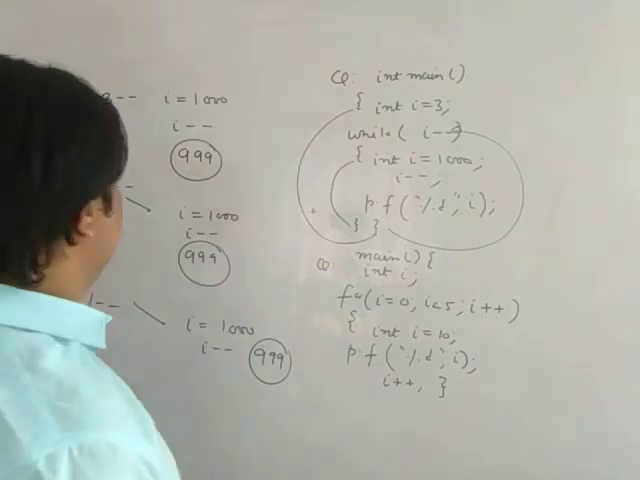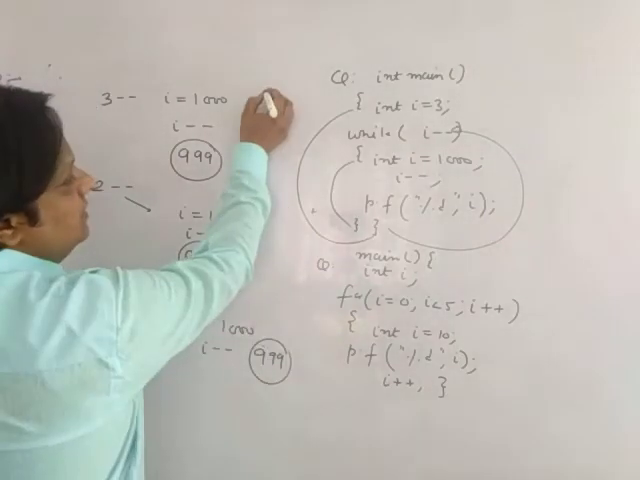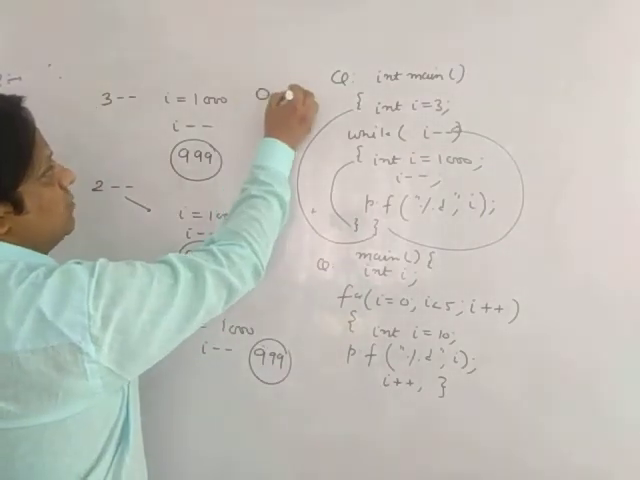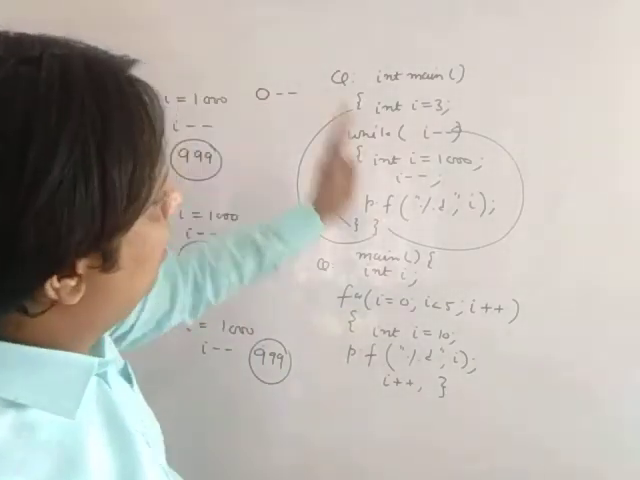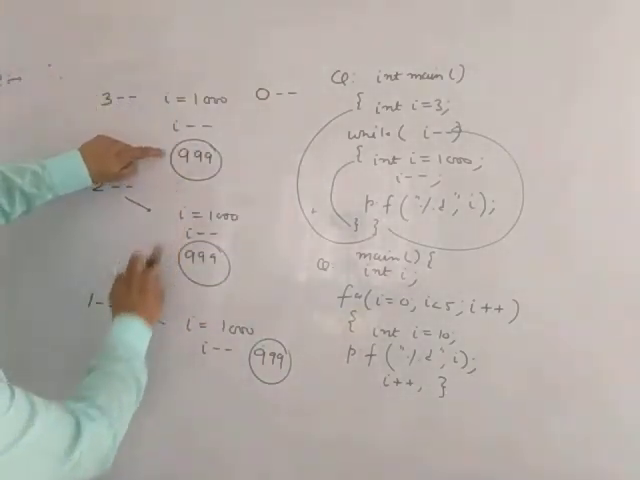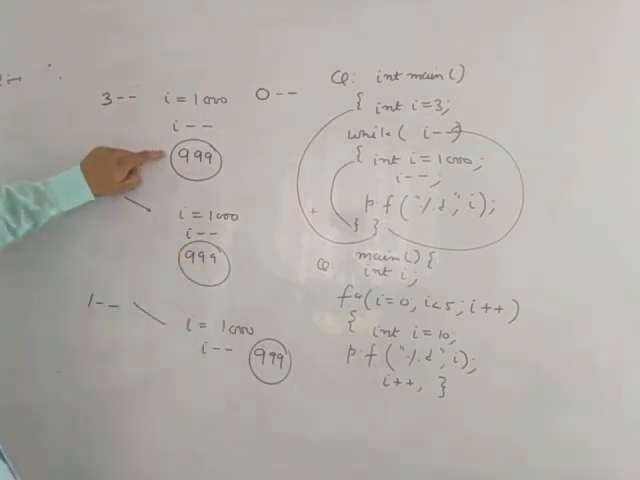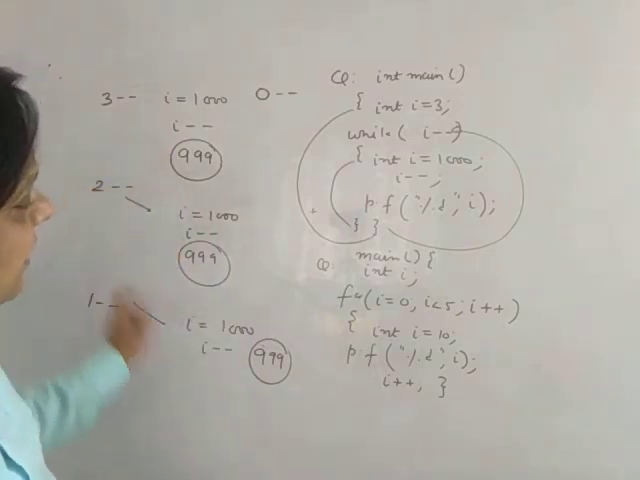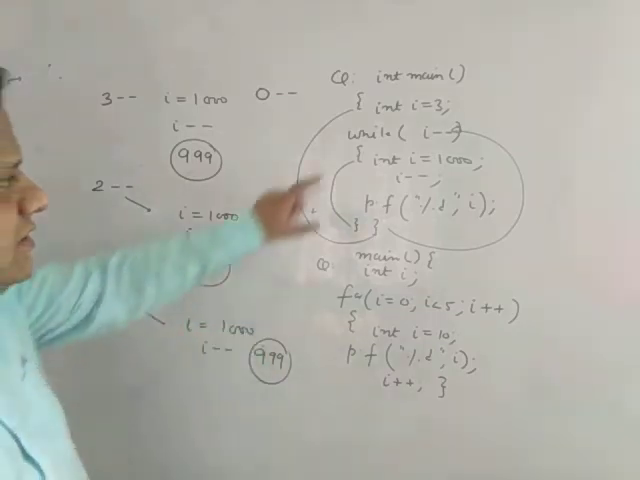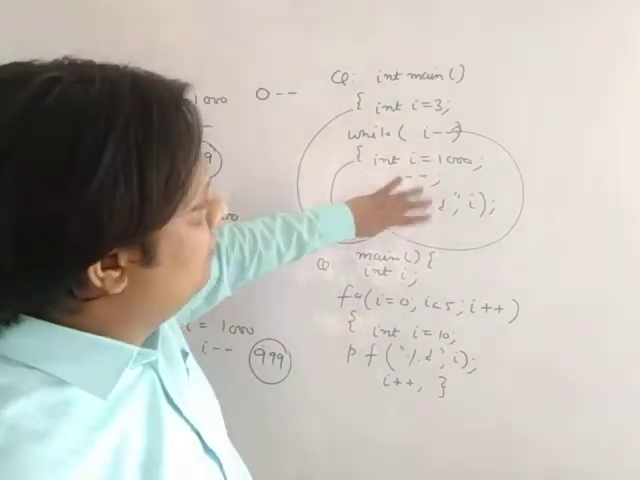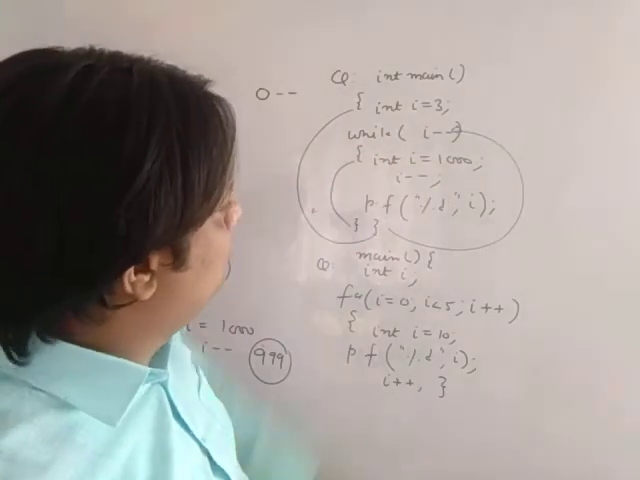999. मैं फिर लूप में गया, अब यहां पे आई माइनस माइनस, जैसे ही यहां पे 0 आया, 0 माइनस माइनस, अभी यानी 0 ही, your condition is false and you will come out of the loop. So answer is it will print 3 times 999, fine. So this question is for local scope and global scope.